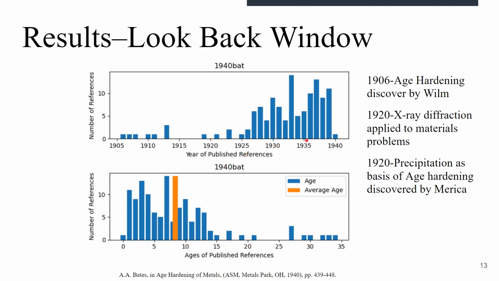So some of the factors that affected the number of references, the number of papers published, was the discovery of age hardening in 1906, and the use of X-ray diffraction applied to materials problems, and precipitation becoming the basis of age hardening, which was discovered by men in America.